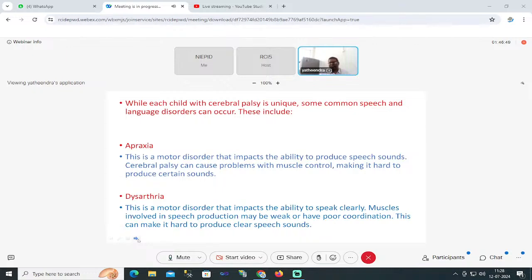While each child with cerebral palsy is unique, some common speech and language disorders can occur. These include apraxia. This is a motor disorder that impacts the ability to produce speech sounds. Cerebral palsy can cause problems with muscle control, making it hard to produce certain sounds.